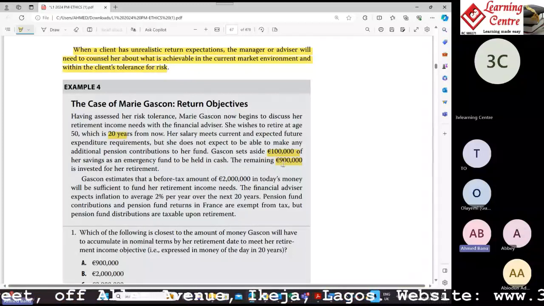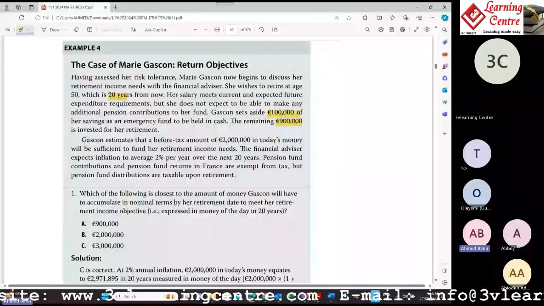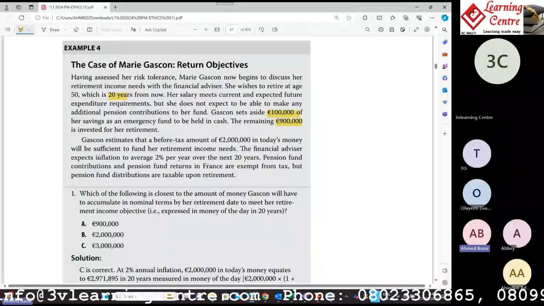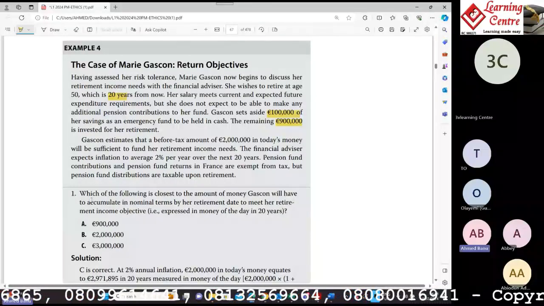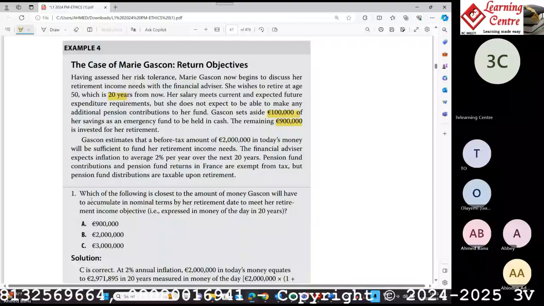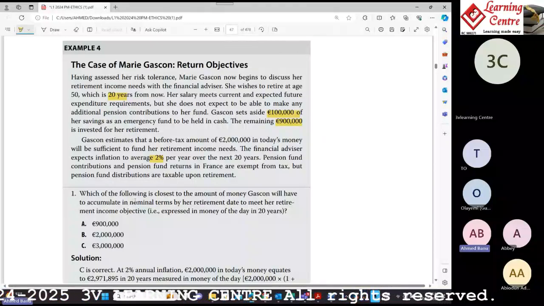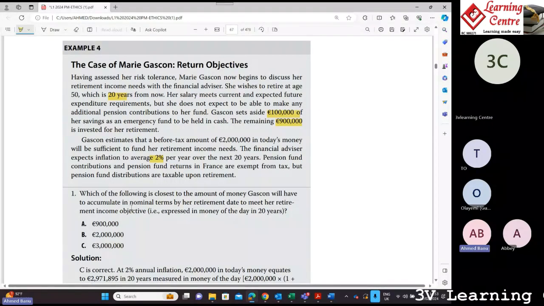So that means you have 900,000 that you need to invest for 20 years. Gaston estimates that a before tax amount of 2 million euros in today's money will be sufficient to fund her retirement income needs. The financial advisor expects inflation to be 2% per year over the next 20 years. Pension fund contributions and pension fund returns in France are exempt from tax, but the pension fund distributions are taxable upon retirement.